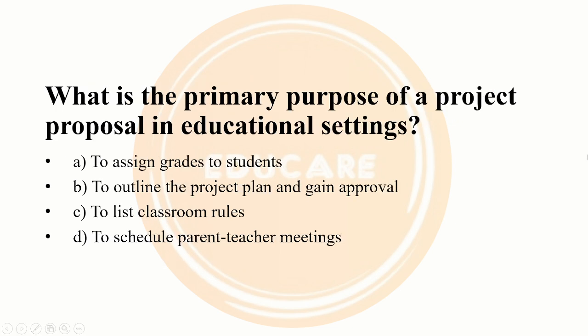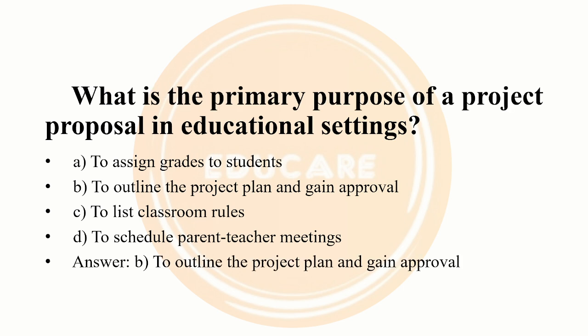What is the primary purpose of a project proposal in educational setting? Option A: to assign grades to students, B: to outline the project plan and gain approval, C: to list classroom rules, D: to schedule parent teacher meeting. Answer of this question is option B, that is to outline the project plan and gain approval.